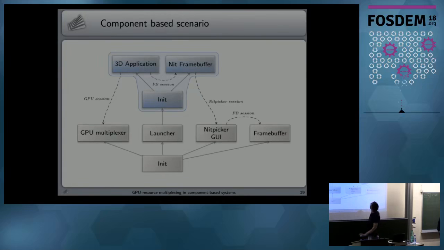Nitpicker GUI multiplexer. So in the launcher, this would be one 3D subsystem. And we'll start a 3D application. And we have this nit frame buffer which connects to our GUI server. It gets a frame buffer session, and so the multiplexer in the session will render an offline picture into the 3D application, and the application will copy it to the nit frame buffer, and the frame buffer will multiplex it on screen. So you can have multiple applications on one screen.